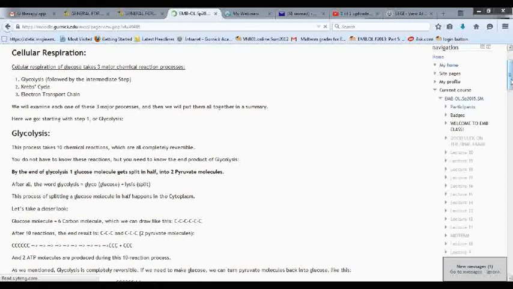So cellular respiration, let's talk about cellular respiration. Okay, we mentioned cellular respiration is the process of taking the nutrients and turning the energy trapped in those nutrients into the energy of ATP molecules. So the whole process can be broken up into 3 major chemical reaction cascades, 3 major processes. And those processes are, first, glycolysis, second, the Krebs cycle, and third, the electron transport chain.